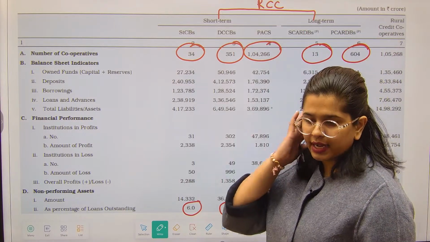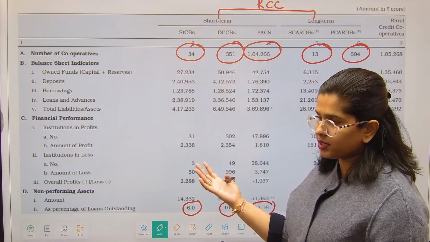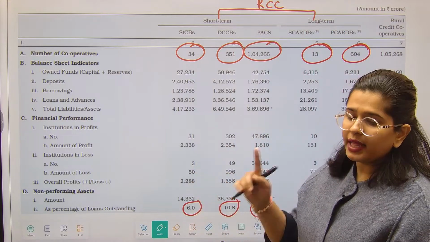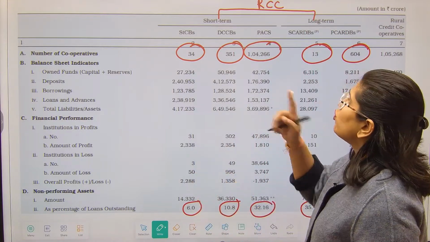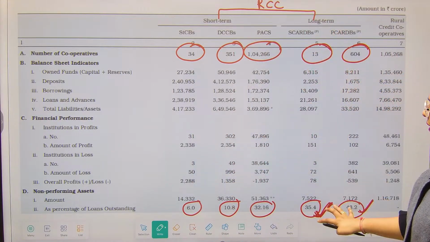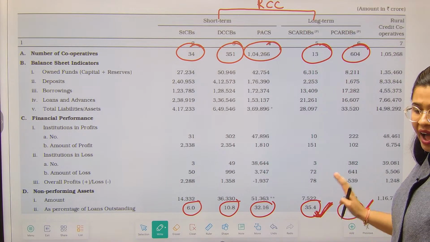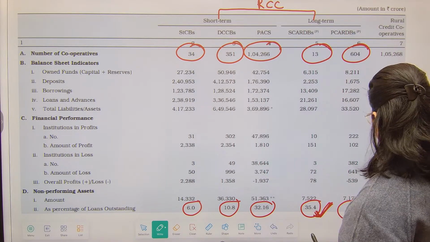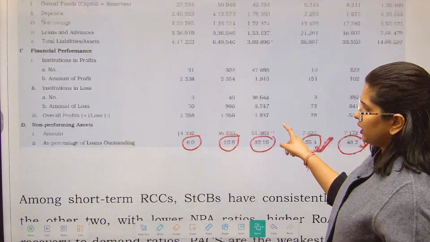This is as a percentage of the loans which is outstanding, right? What is the total asset that they have provided? We have seen this particular statement before, that as compared to the short term cooperatives, long term cooperatives are facing the problem of higher NPAs. So this particular diagram proves this particular thing.